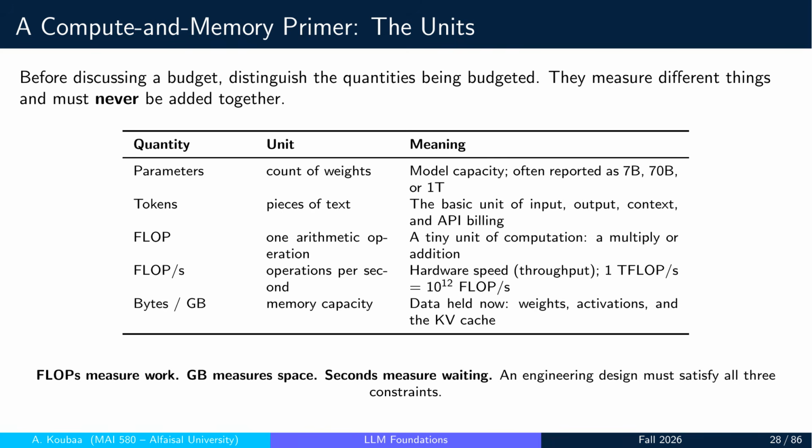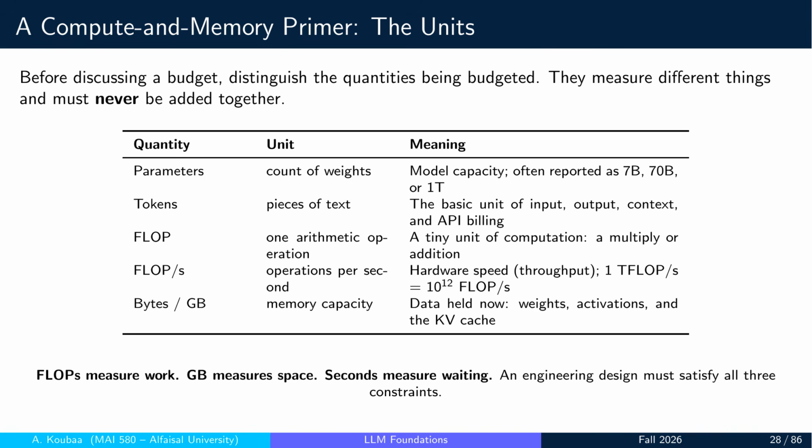Before we discuss any budget, we must distinguish the quantities being budgeted, because they measure different things and must never be added together. Read the table row by row. Parameters are a count of weights. They describe model capacity, and they're usually reported as 7 billion, 70 billion, 1 trillion. Tokens are pieces of text, the basic unit of input, output, context, and API billing.